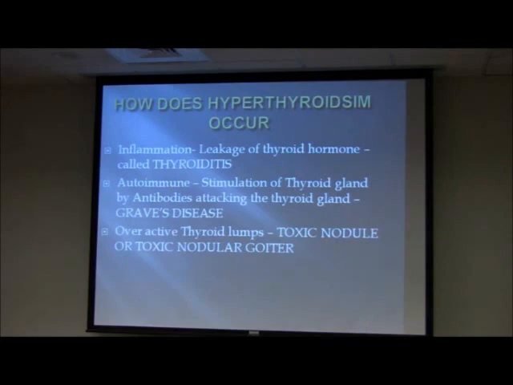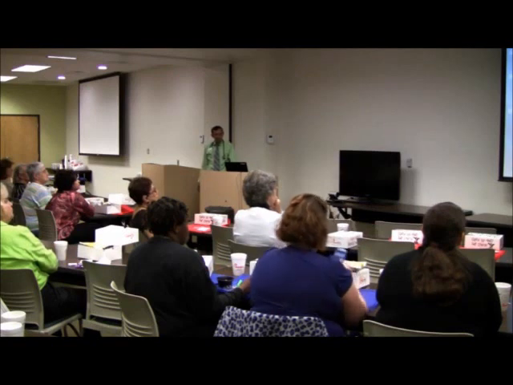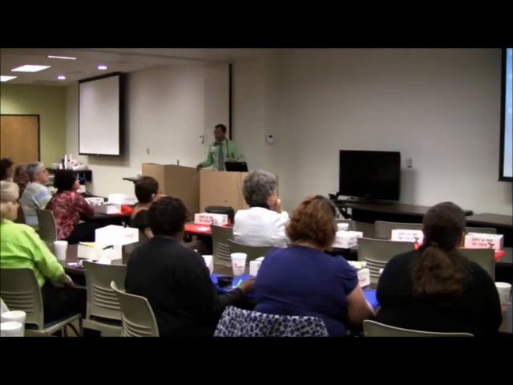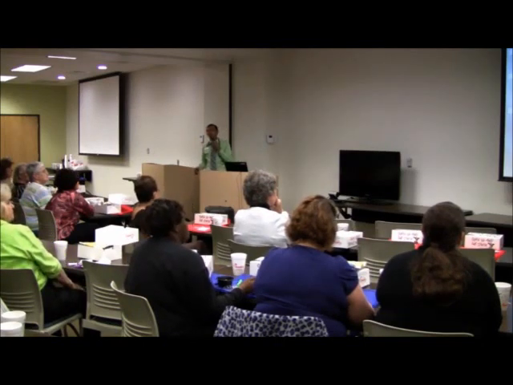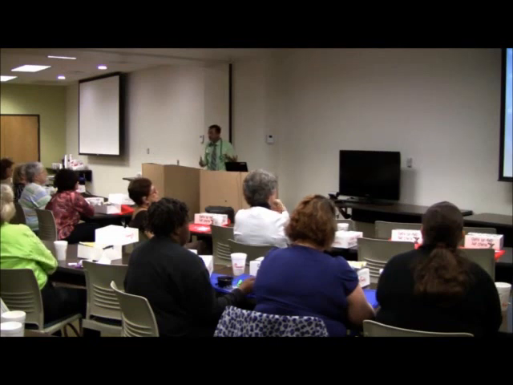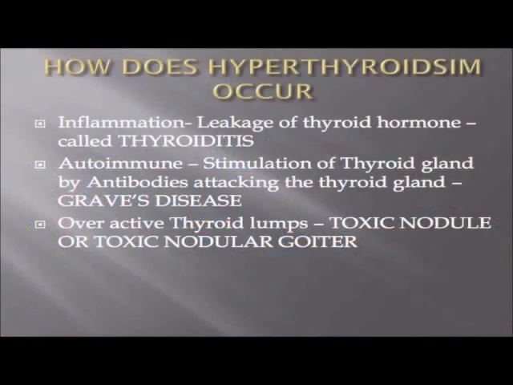It's just temporary. Versus autoimmune, in which the antibodies, your own immune system, start attacking your thyroid gland. And in some cases, it irritates and stimulates the gland to overproduce thyroid hormone, and that's what we call Graves' disease. And those same antibodies, as I said, can attack the eyes. And sometimes there are some nodules, lumps in the thyroid that start overproducing thyroid hormone, without any control. So that's hyperthyroidism, overactive thyroid.